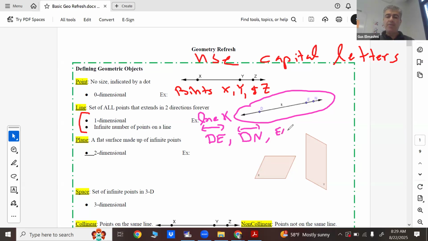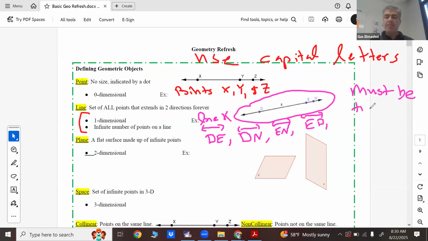Can I reverse the letters? Yep, I could totally reverse the letters, right? I could say ED, ND, or NE. There's so many ways. Be like 2 letters though? Yes. Oh, great question. Yes. Has to be 2 letters. 100%. Must be 2 letters. Or sorry, must be 2 points.